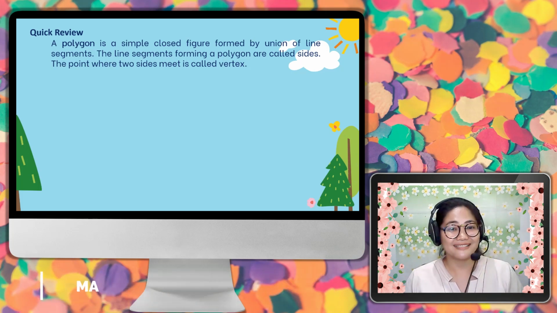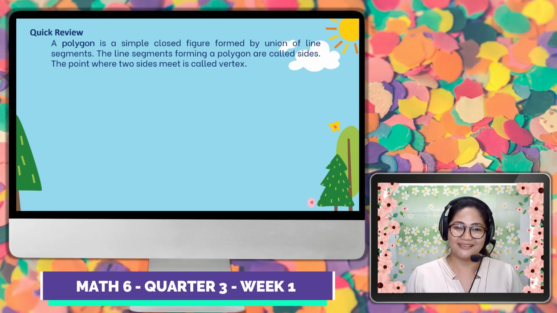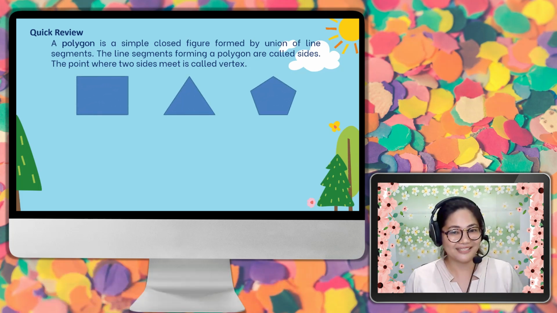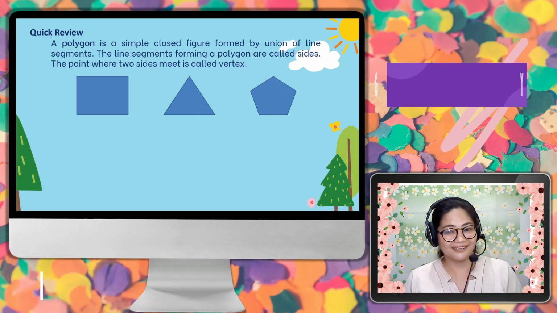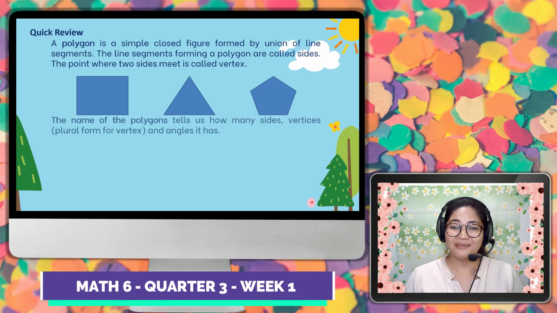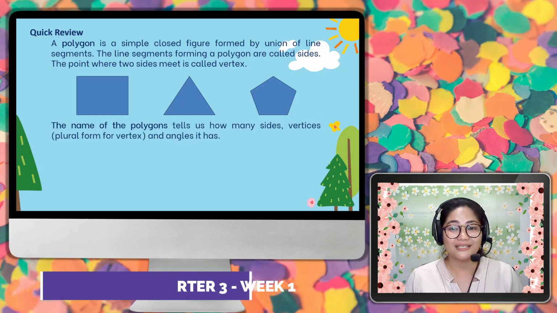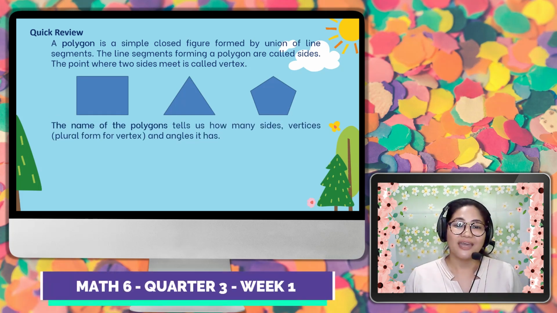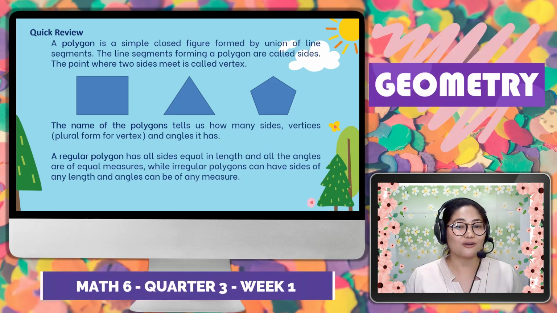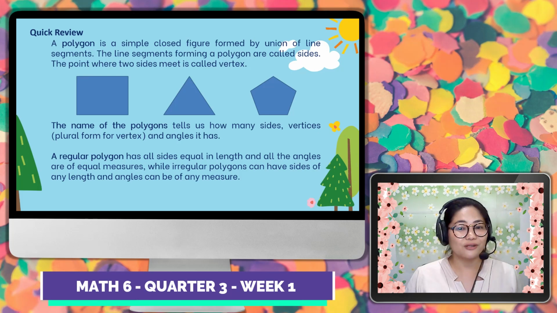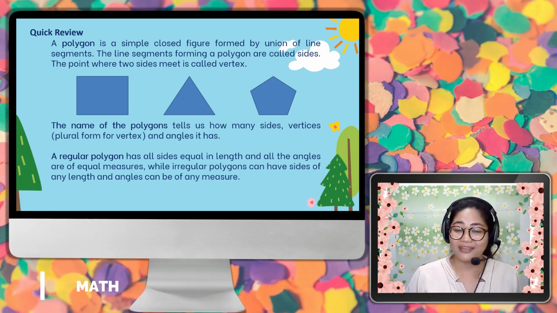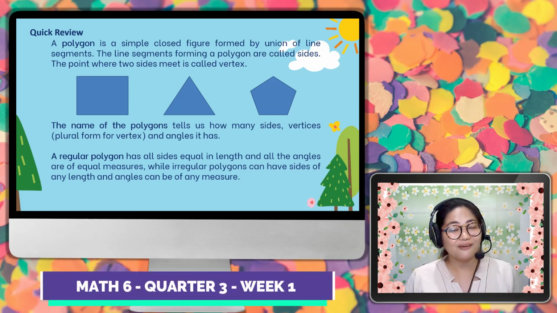So here are examples of polygons. We have here a rectangle or a square, triangle, and a pentagon. The name of the polygons tells us how many sides, vertices, and angles it has. A regular polygon has all sides equal in length and all the angles are of equal measures, while irregular polygons can have sides of any length and angles can be of any measure.